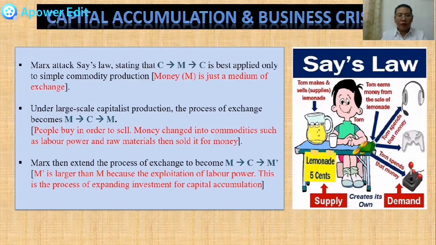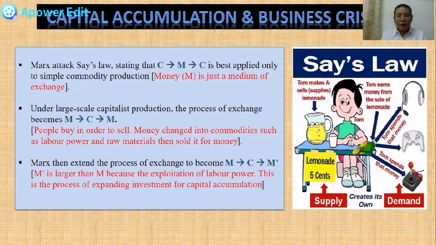Marx attacked Say's law, stating that C to M to C is best applied only to simple commodity production. That is, the money is just a medium of exchange. So under large-scale capitalist production, the process of exchange becomes M to C to M. This means people buy in order to sell, and the money is changed into commodities such as labor power and raw materials, then sold for money.